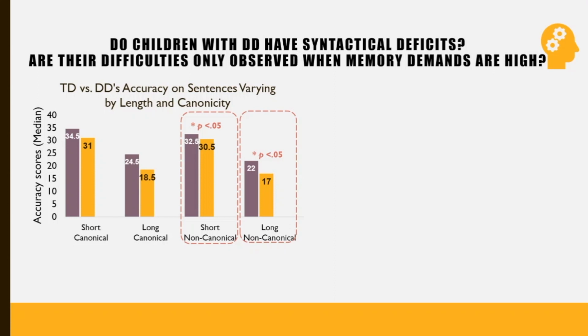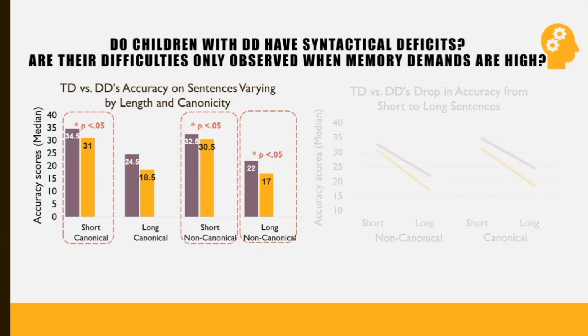And actually, on top of this, I did get a finding that was quite unexpected, that the group with dyslexia also performed poorer when the sentences were short and canonical. So these are the more simple sentences, but they also performed poorer. And it could be because the group with dyslexia had more morphosyntactic errors, even when the sentences were short and simple, and I will go into that later also.